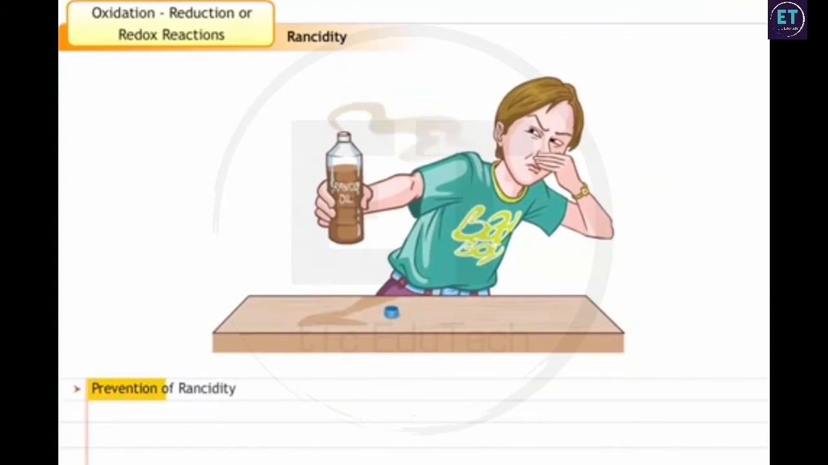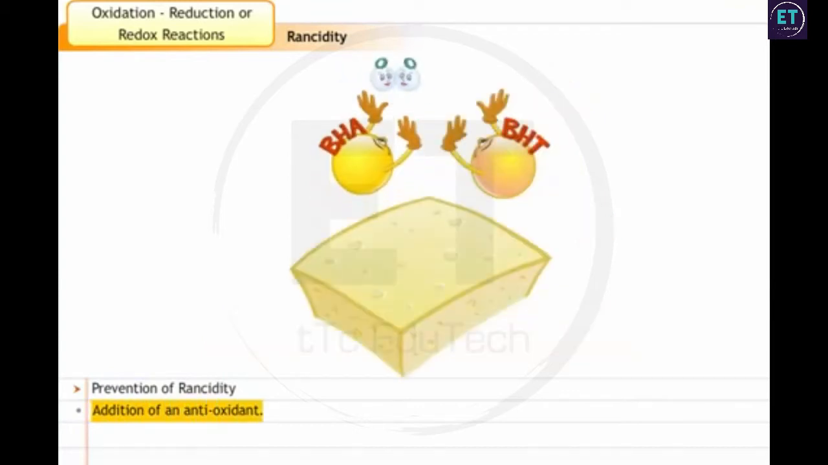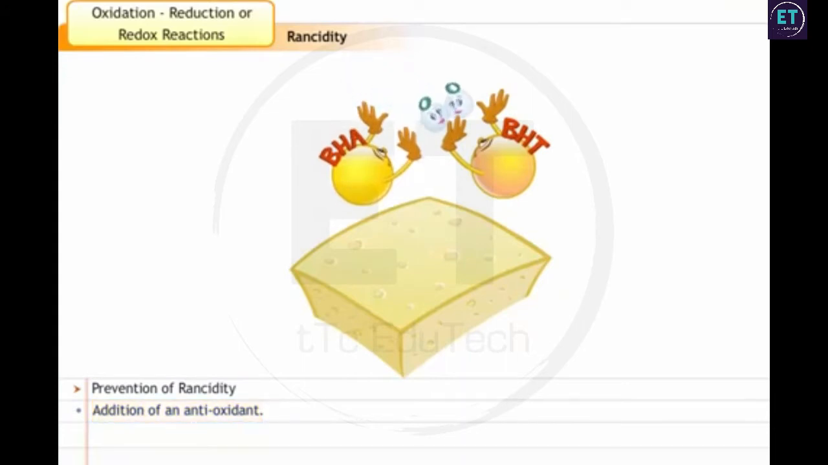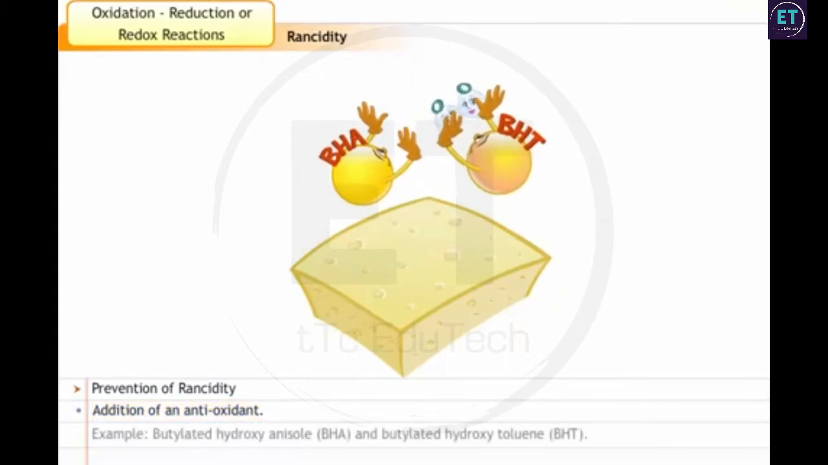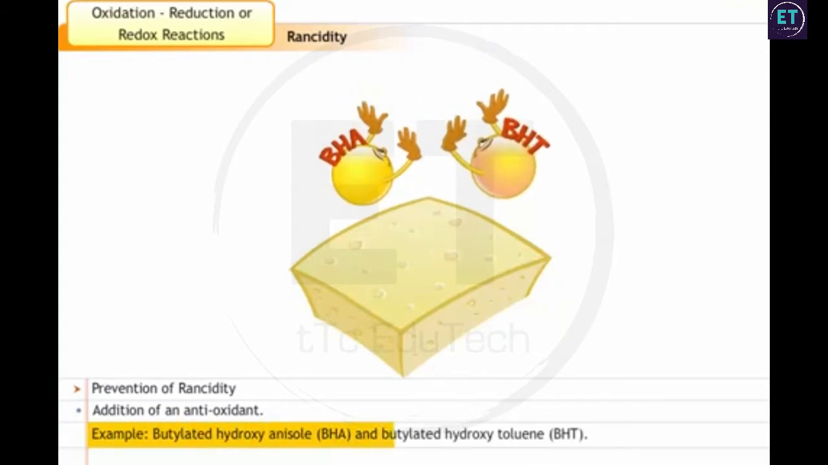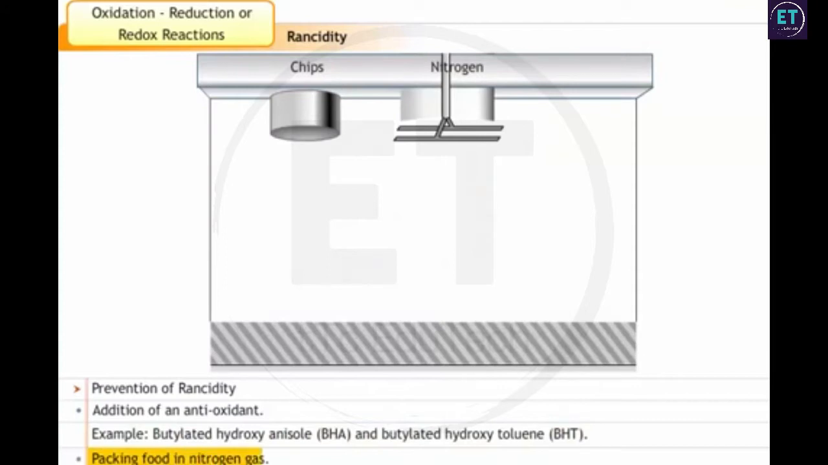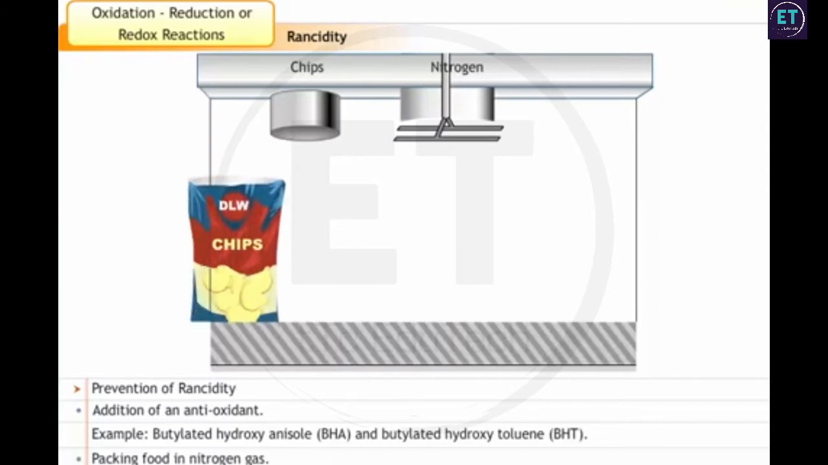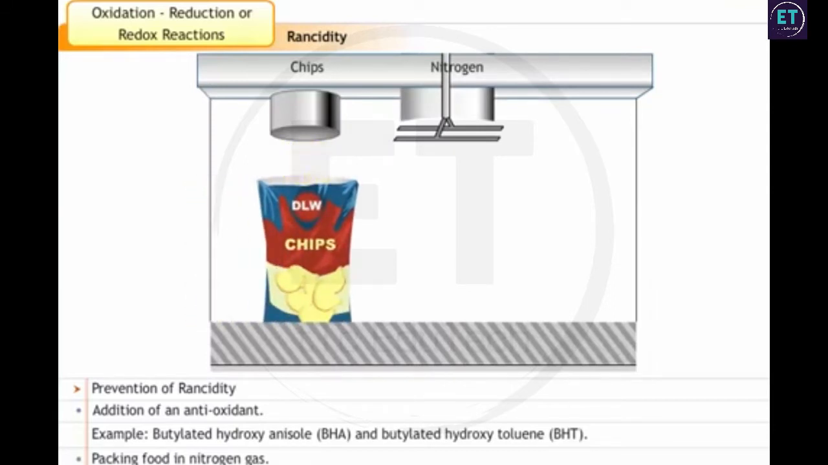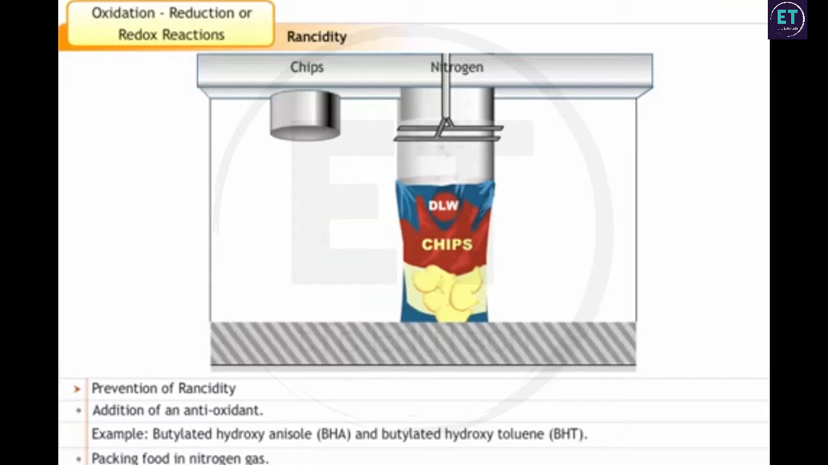Two ways to protect food from rancidity are, first, addition of an antioxidant. An antioxidant is a substance that prevents oxidation. Two common antioxidants used in food are butylated hydroxyanisole (BHA) and butylated hydroxytoluene (BHT). Second, packing food in nitrogen gas, as nitrogen prevents oxidation of food. For example, rancidity in potato chips can be prevented by flushing the bags with nitrogen while packing.